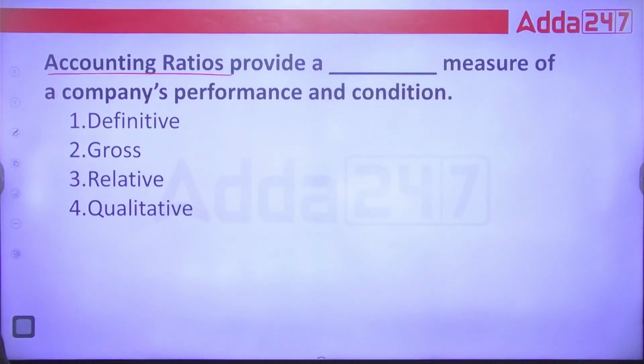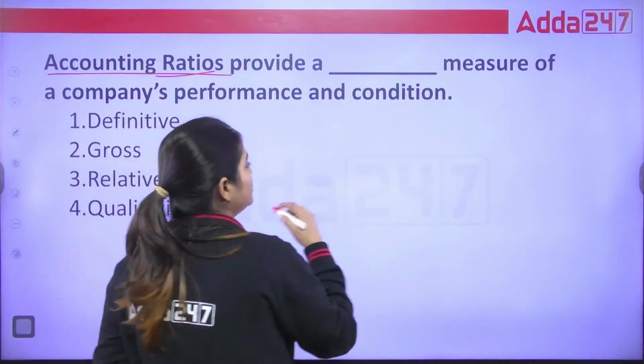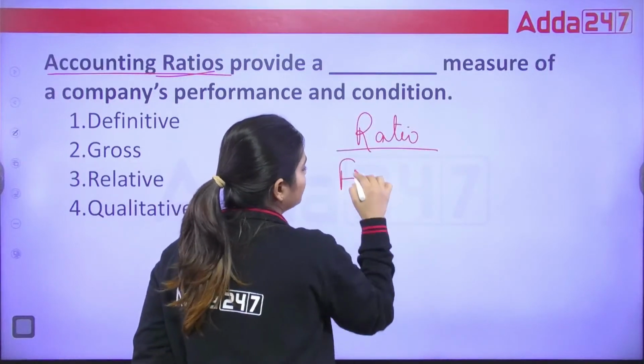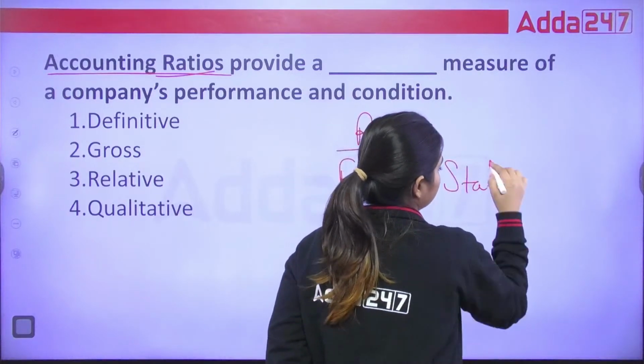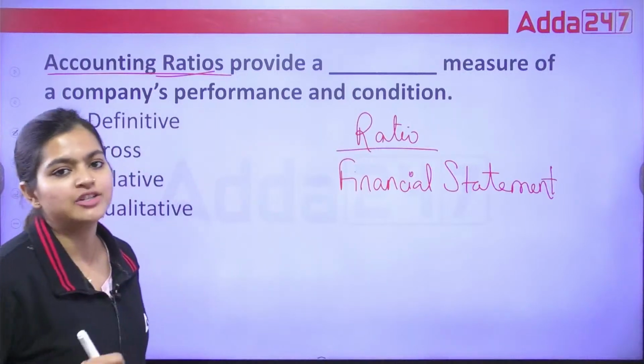Tell me, which is the correct option out of the following? See, in ratios, what do we talk about? In ratios, we use the financial statements specially. While calculating the ratios, we use financial statements.